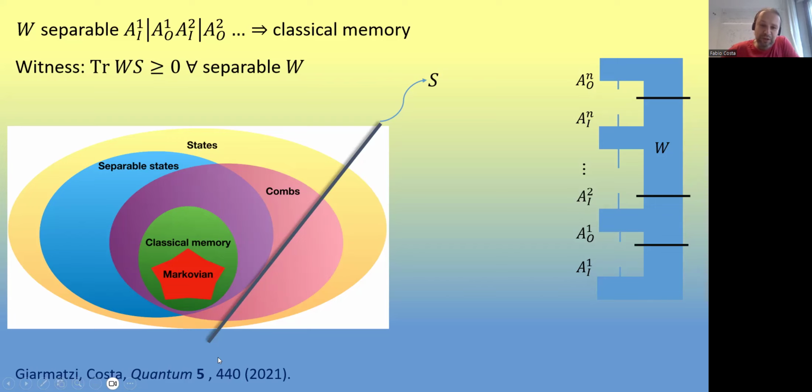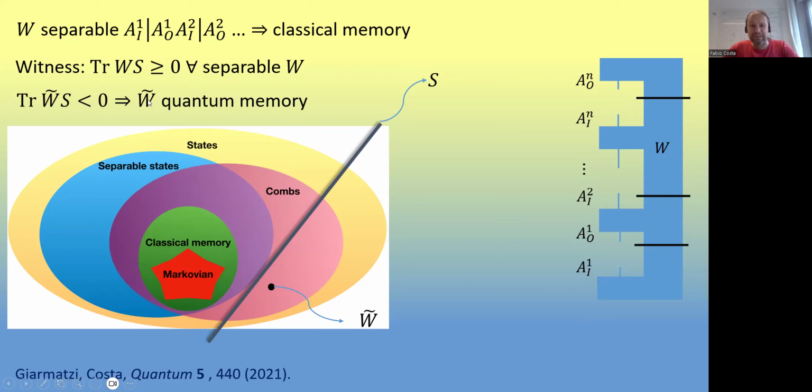And so geometrically, you can interpret this witness as a line that separates the set of separable states from the other side. And so the point is that if you see that the trace of an operator S is negative, this implies that our process has quantum memory. So it's outside the set of separable states, which in particular means it's outside the set of classical memory, which means it has a quantum memory.